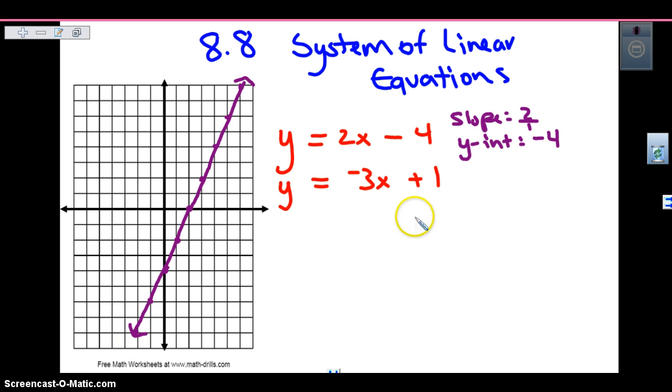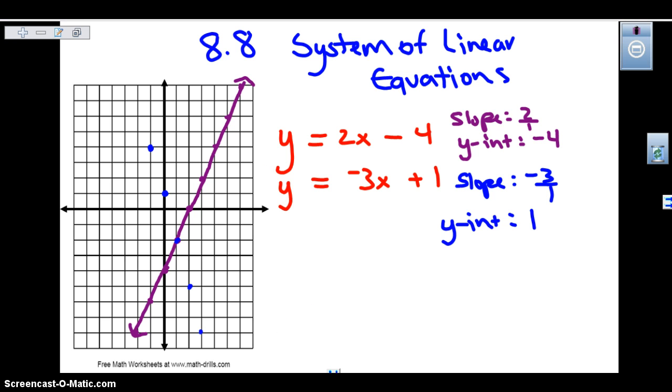If we look at the second equation, what is the slope? Negative 3 over 1. And what is the y-intercept? The y-intercept is 1. So to graph this, we start at the y-intercept. Because the slope is negative, we move down first. So down 3, right 1, down 3, right 1. We can graph in the opposite direction, although we really don't need to because we've already seen where the lines intersect, which will be at this point.